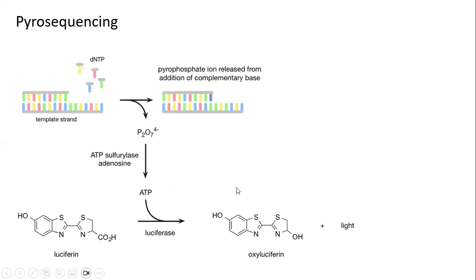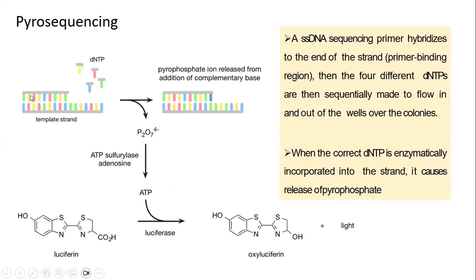So here we have a diagrammatic representation of the process. This is the template DNA. We add the single primer for extension reaction. Only one primer is added. And we add one of the four dNTPs at a time. So we add the four dNTPs in a sequential manner to flow over the surface of the colonies.